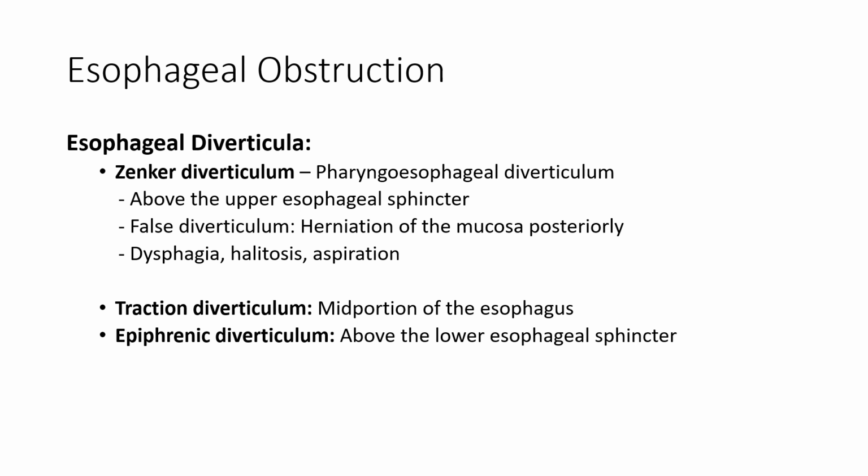Now back to Zenker diverticulum. It is a false diverticulum. What we mean by a false diverticulum is that the outpouch consists only of mucosa. It does not consist of all the layers of the esophageal wall. The Zenker diverticulum can acquire a large size, and it can accumulate a large amount of food, producing a mass. Symptoms include dysphagia, which is difficulty swallowing, halitosis, which is bad breath, and aspiration.